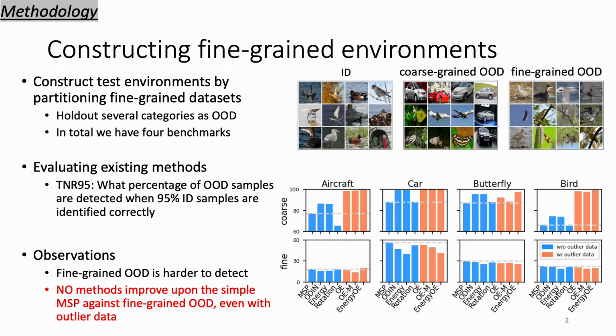Basically, we randomly select multiple categories as in-distribution and hold out the remaining ones as fine-grained OOD. We then evaluate several popular methods and find that fine-grained OOD samples are significantly more difficult to detect compared with coarse-grained OOD samples. More surprisingly, we find that no evaluated methods improve upon the simple baseline MSP against fine-grained OOD, even including the ones that use outlier data during the training.